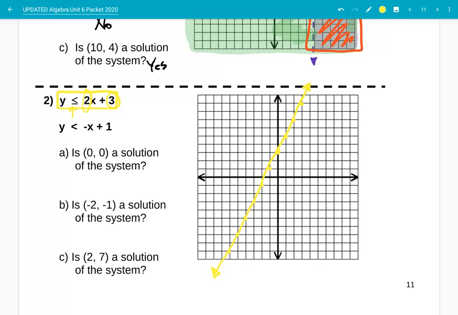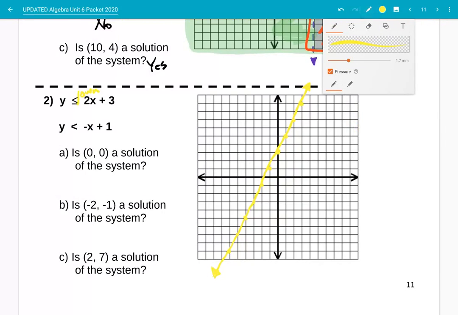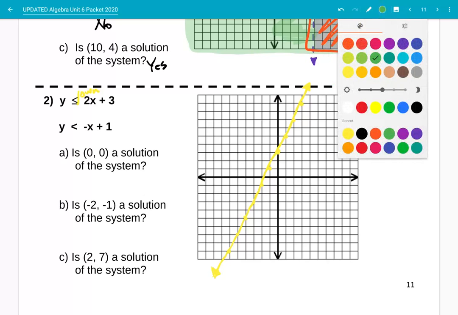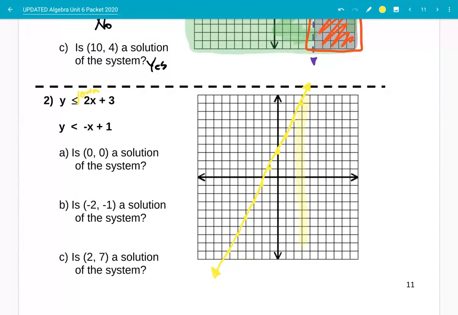Solid line. Okay, there's one, and we're going to shade down because I can make a D out of that. D-O-W-N. So let's get our highlighter and shade down below the line, so underneath the line. There we go.